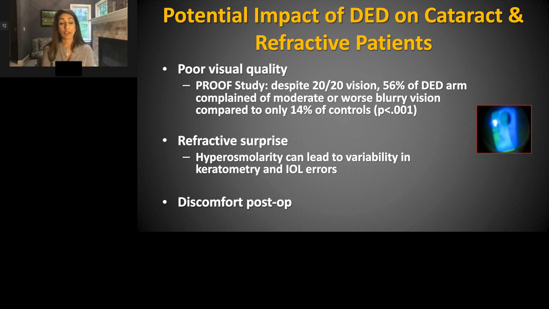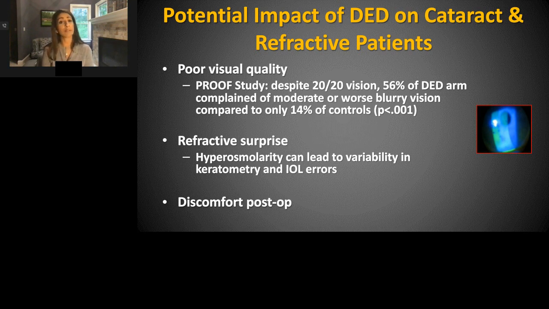Patients who have untreated preoperative dry eye are also more apt to have a refractive surprise. A study by Alice Epitropoulos and her colleagues showed that patients who suffered from hyperosmolarity, as tested with a point-of-care test, those patients that were hyperosmolar, i.e. indicative of dry eye disease, actually had much more variability in their keratometry readings, which leads to IOL errors.